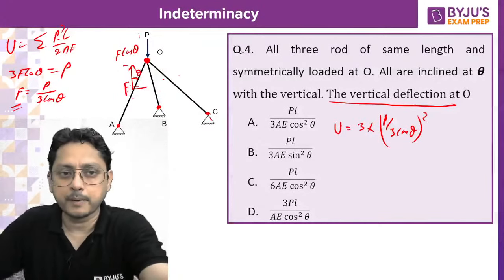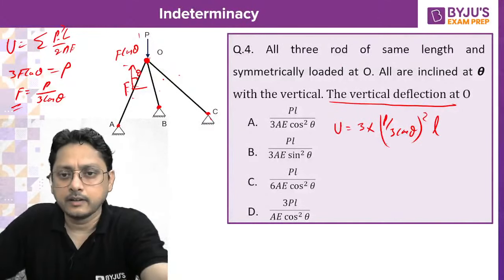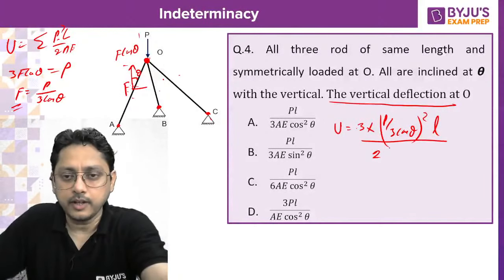What is the length of the member? Maybe it is L only. Length L and symmetrical, so suppose all of them have a length L. P square L by 2AE. Summation of that, 3 I have already multiplied, 2AE. Right? Then this is your total strain energy.